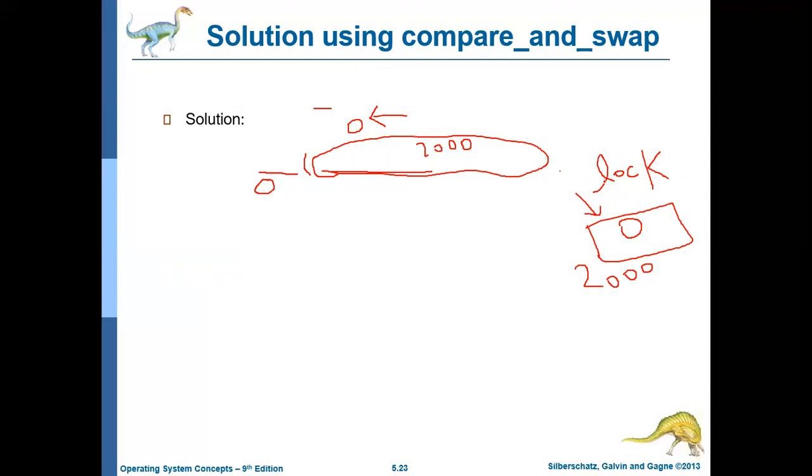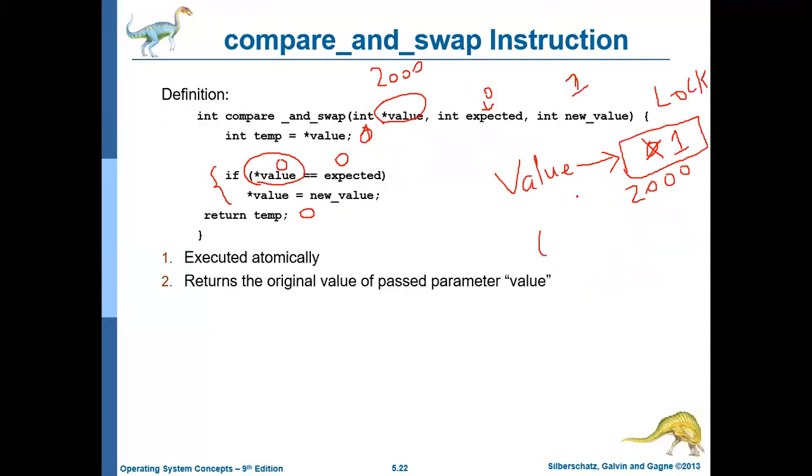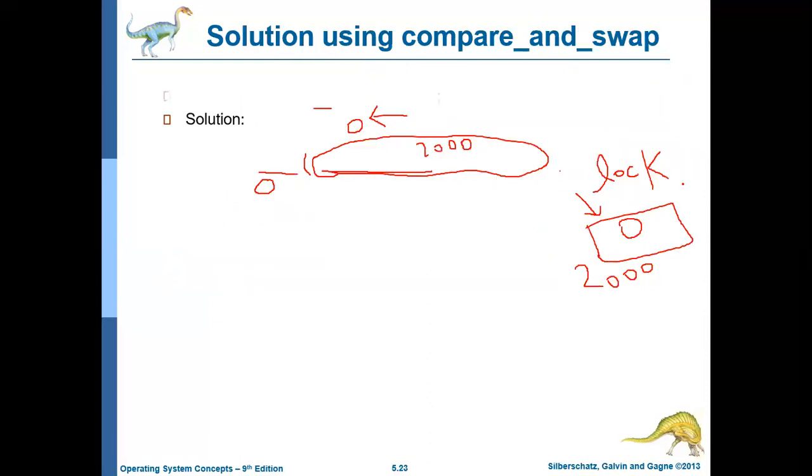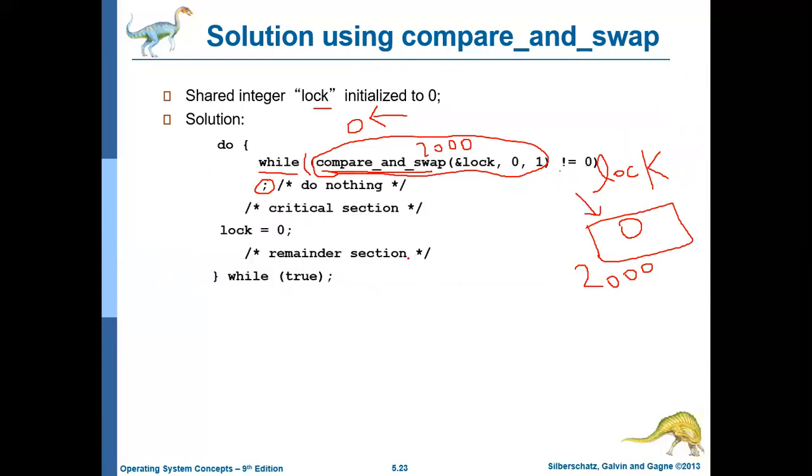It also did one more thing. It made star value 1, and star value is nothing but lock. After ensuring that currently nobody is in the critical section, that is lock is 0, it made lock 1. Why? Because this process wants to enter the critical section. Now as it returns 0, it breaks, enters the critical section, executes it, then makes lock 0 and comes out of the critical section. So this is the whole idea.